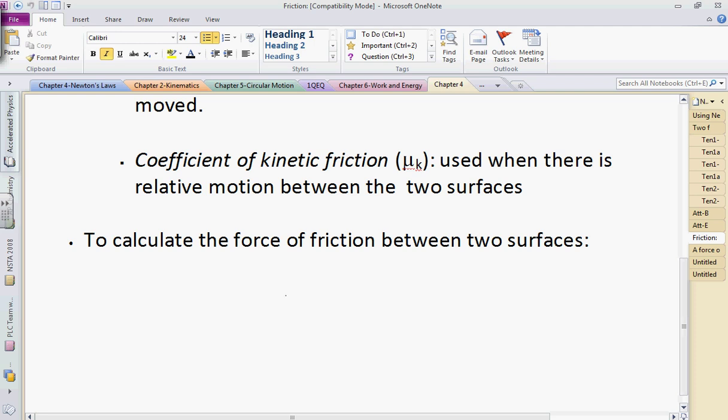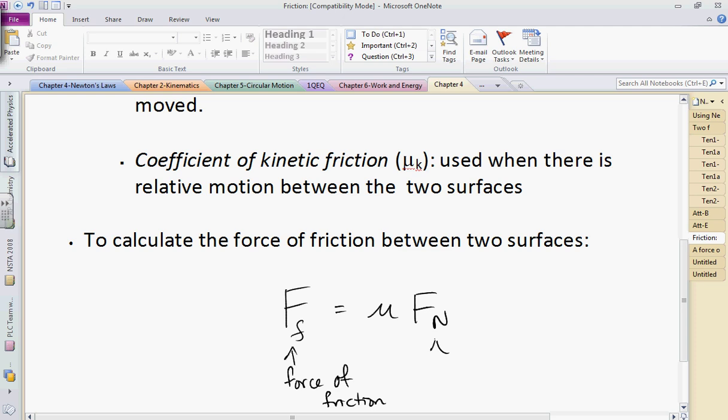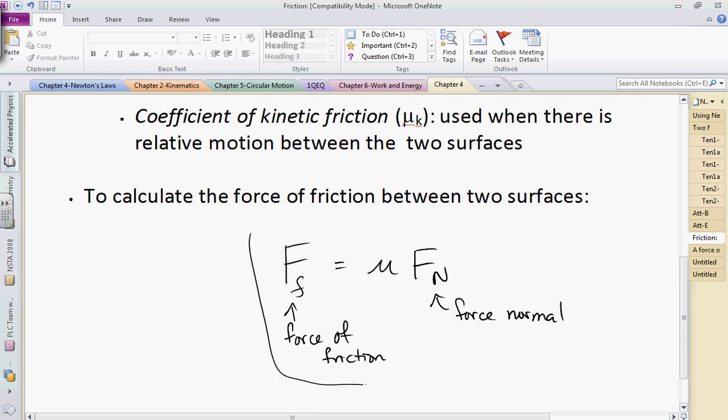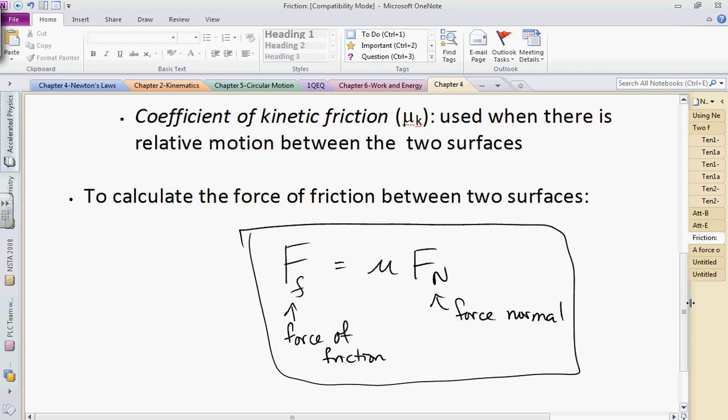So how do we calculate this force of friction between the two surfaces? The equation to do it is fairly simple. The force of friction, which will be in newtons as always, is equal to our coefficient of friction, whichever coefficient is appropriate for the circumstance, times the normal force. This is the force normal, which is 90 degrees relative to the surface, for the object laying on top of the surface. And that's really all it is. That is the equation to calculate the frictional force if you know the coefficient of friction between the surfaces and you can calculate the normal force between them.